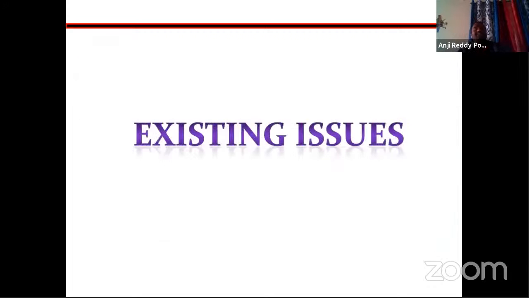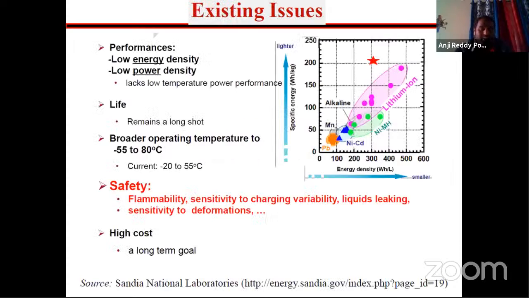And what are the existing issues in these batteries? Different issues are there, but the main issue is safety. There we are mostly using liquid electrolytes, and in the case of liquid electrolytes there are a lot of problems, which I have given here in red color. The issues are mainly flammability, sensitivity to charging variability, liquid leakage, and sensitivity to deformations. Those are the main issues.